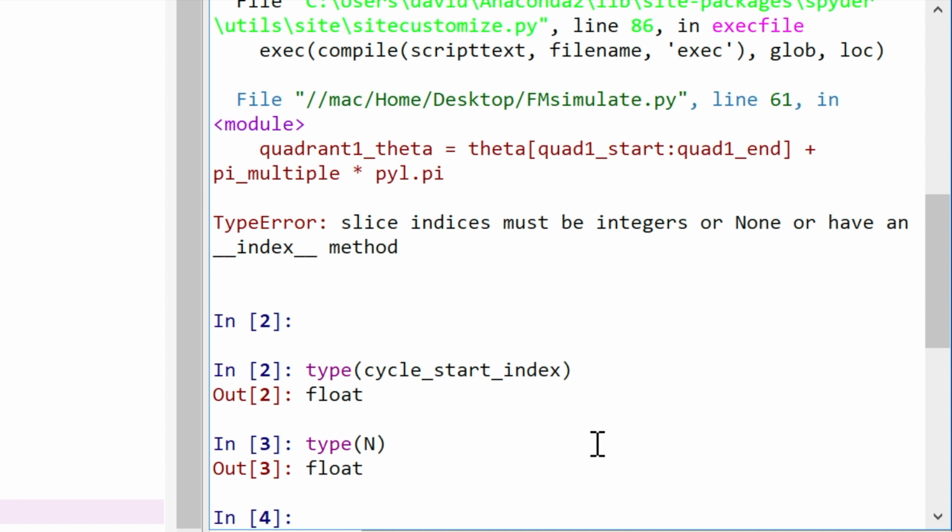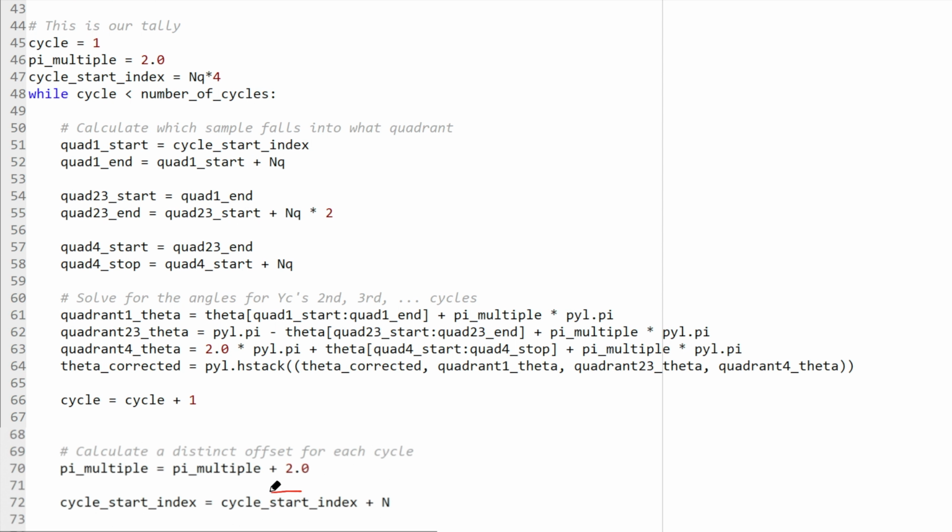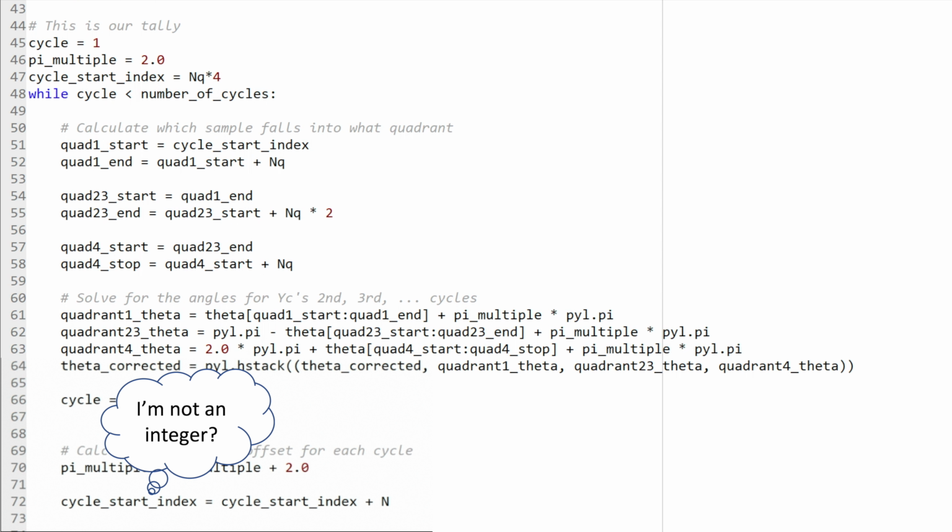Look at that. It's a float. If n is a float, then the result produced by this formula is a float as well. And since the value from this formula gets stored in cycle start index, it will also be a float.